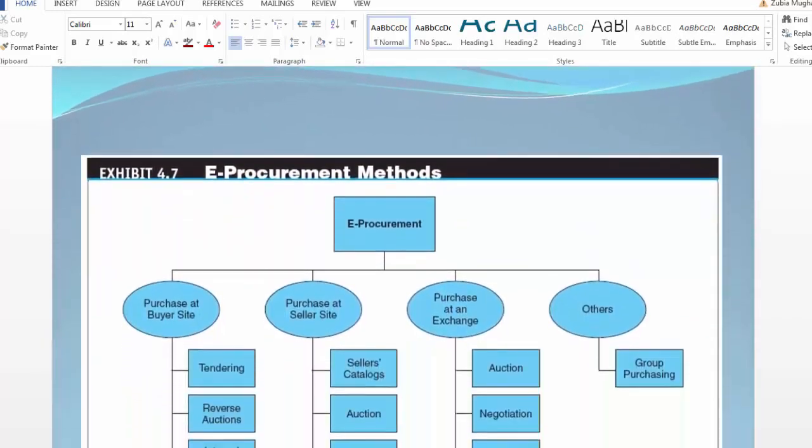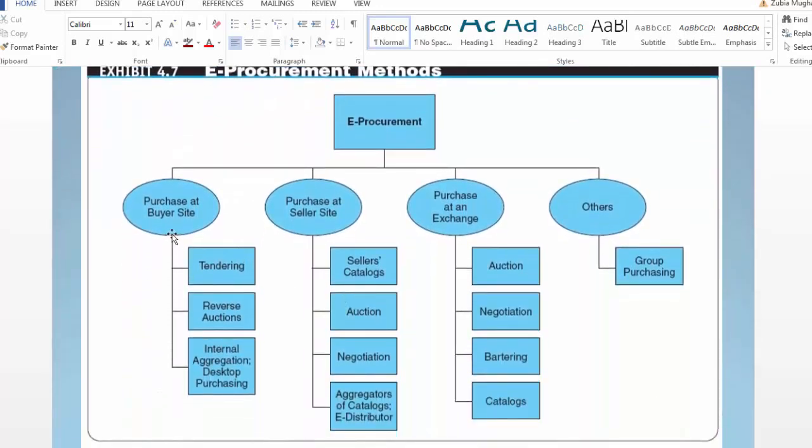The e-procurement methods are: purchase at buyer side, with tendering, reverse auctions, internal aggregation, desktop purchasing. Purchase at seller side: sellers' catalogs, auction, negotiation, aggregators of catalogs, e-distributors. Then you have purchase at an exchange: auction, negotiation, bartering, catalogs, and then group purchasing. So these are the different kinds of e-procurement methods.